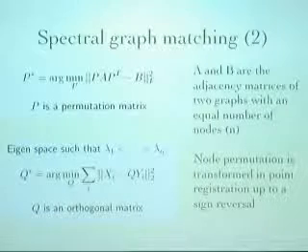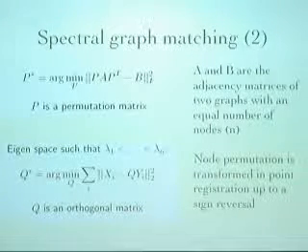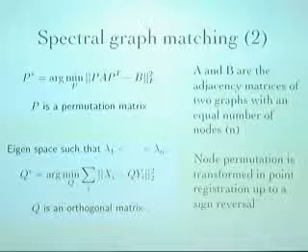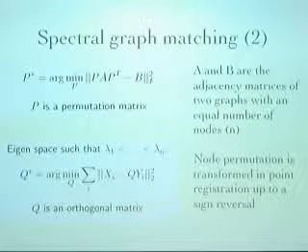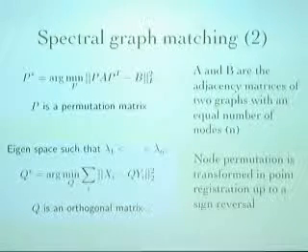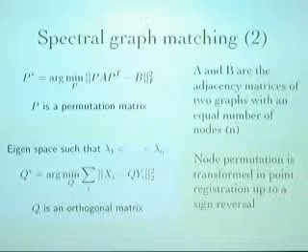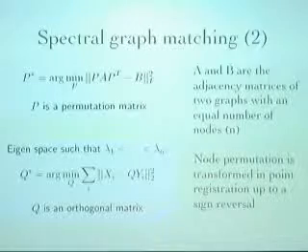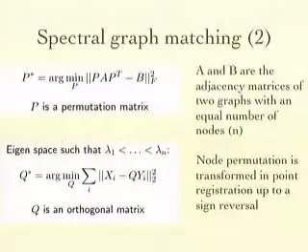Okay. So let's say that the two graphs are represented by matrix A and matrix B. So P is a permutation that takes one matrix and maps it onto the other. And then the problem is to find P that minimizes the Frobenius norm in between these two matrices.